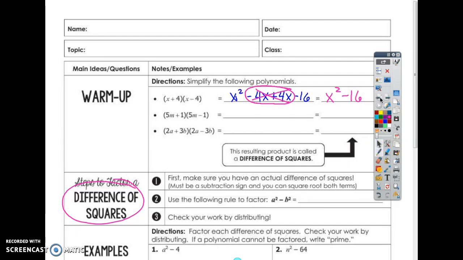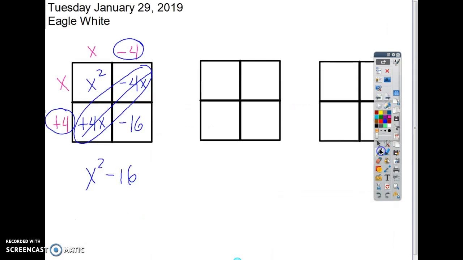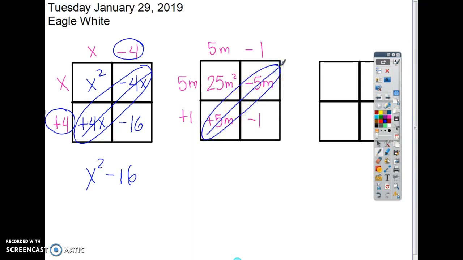Okay, the next one, if I have 5m plus 1 and 5m minus 1, when I multiply these two, that's 25m squared. When I multiply these two, that's negative 5m. When I multiply these two, that's positive 5m. And when I multiply these two, that's a negative 1. What happens with these? They cancel, right? So it just leaves you with 25m squared minus 1.